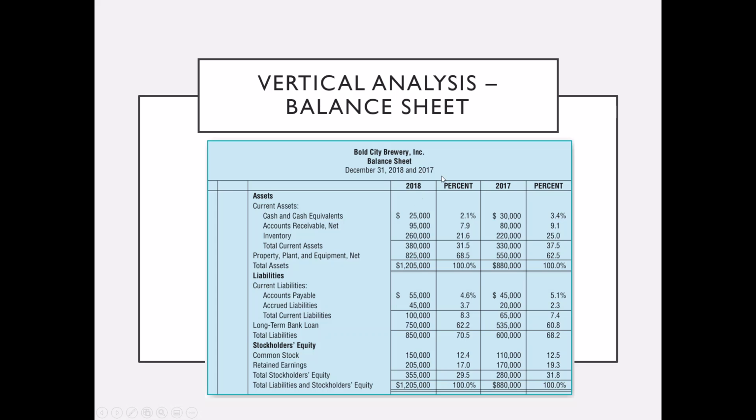So you can see that it's vertical because things get compared in a vertical manner. They don't get compared year over year. The 25 gets divided by the 1.205. Similarly, the 30,000 gets divided by the 880,000 to come up with the 3.4. Now, can you compare the 2 years? Yes, after you do the percentages, but for the vertical analysis, it's comparing along the vertical.